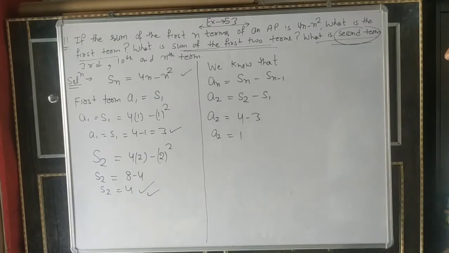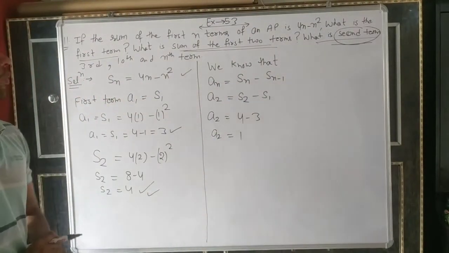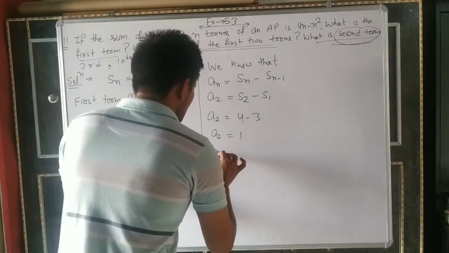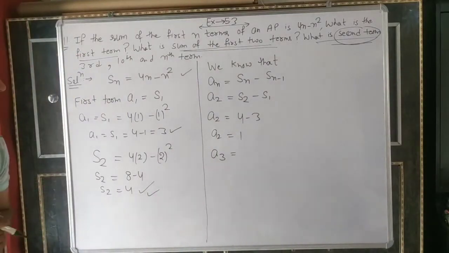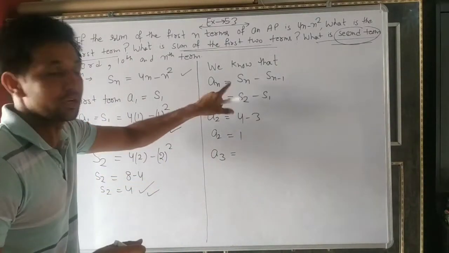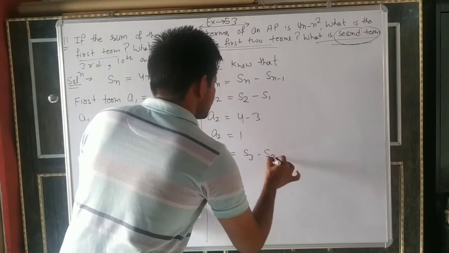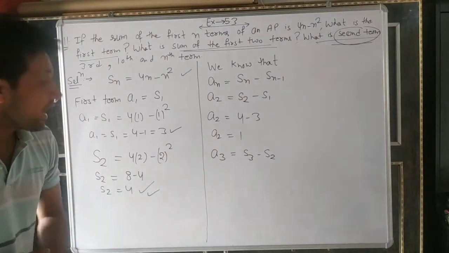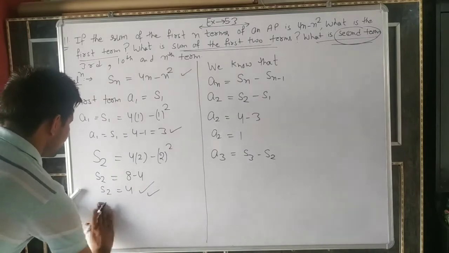Now, next. The first term is 3, A2 is 1. So we want to find what? The third term. The third term you can also find by two methods. First, by this method: it is S3 minus S2. S2 we already know, but we don't know S3. So same as before, you can find S3.